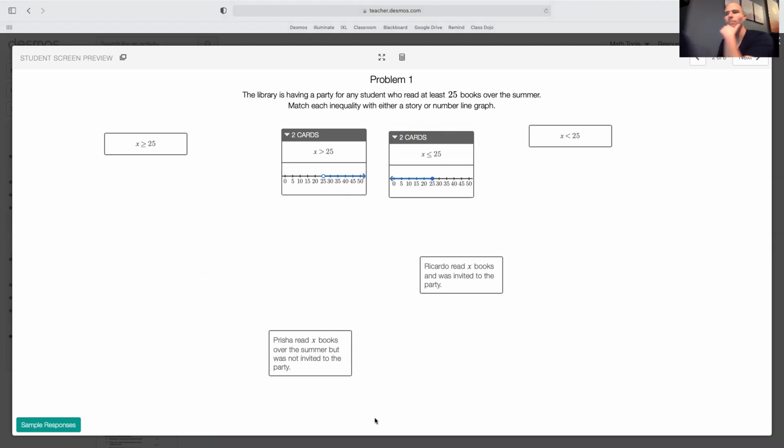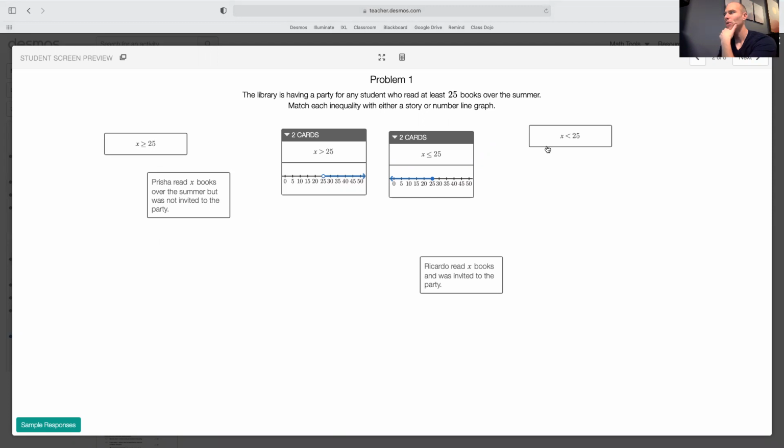Okay, just 2 more to go. Let's try this one. It's either going to be x is greater than or equal to 25, or x is less than 25. That should be easy to figure out, right? Like one's going to be more and one's going to be less.